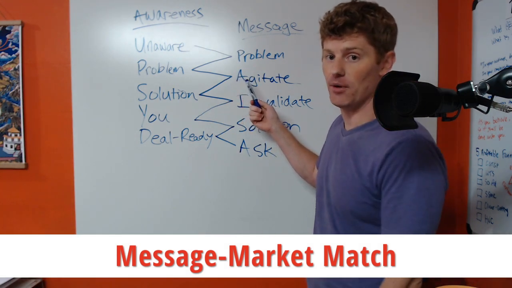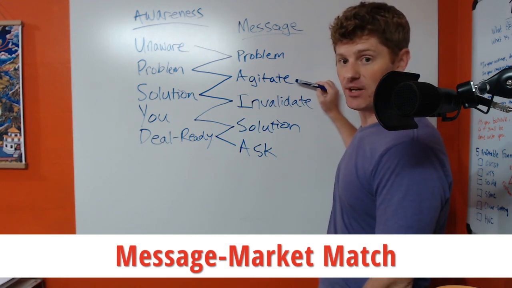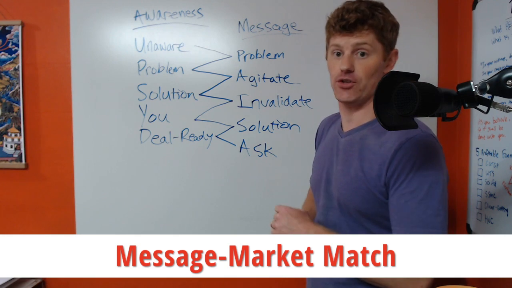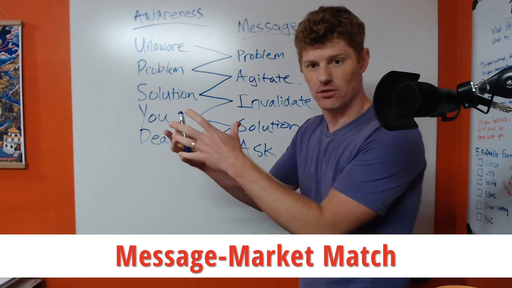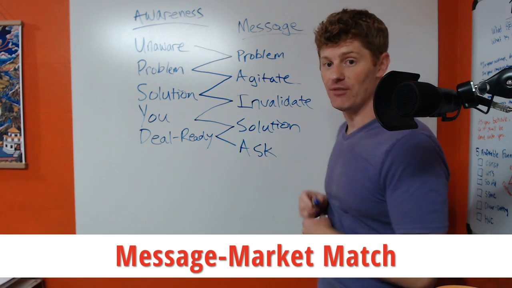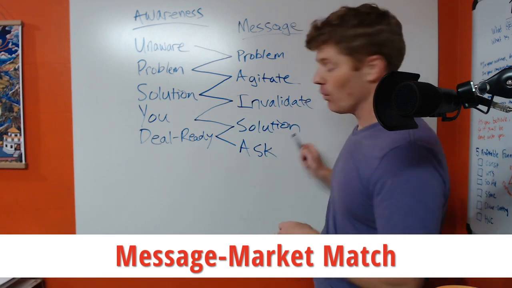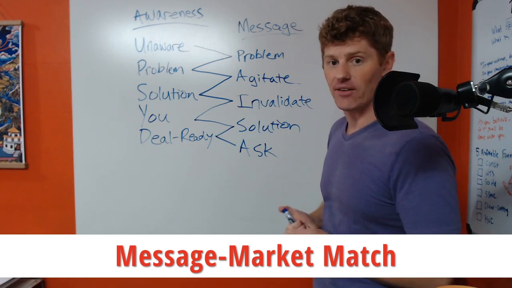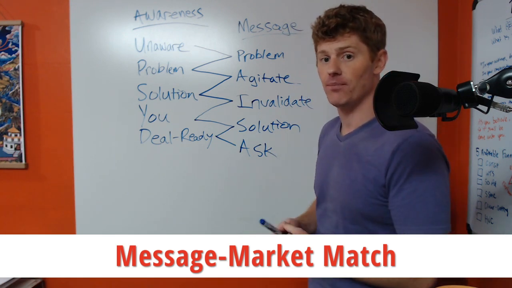This is an urgent problem for you. So we're going to agitate the experience of the problem. We're going to compare the potential solutions out there, or the possibilities, the different ways that the problem could be solved. You're going to invalidate different options. You're going to define the ideal solution, and then you are going to ask. You're going to make an offer.